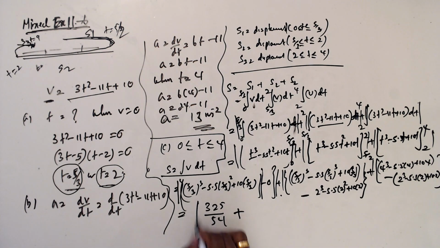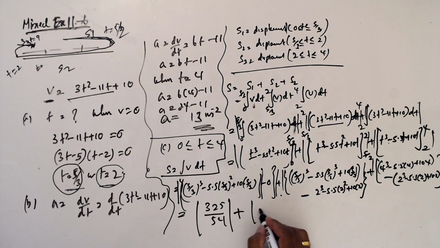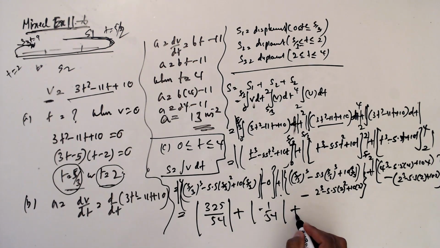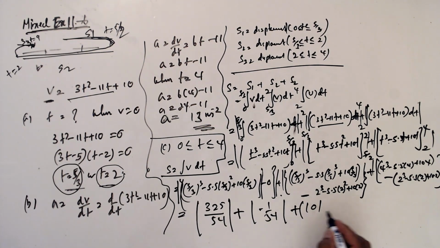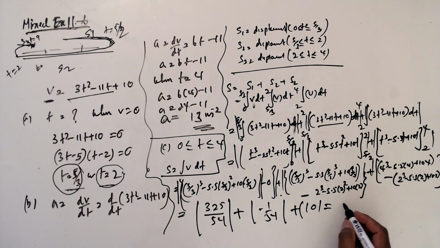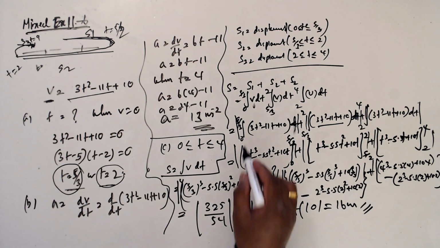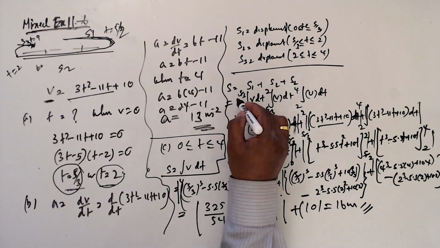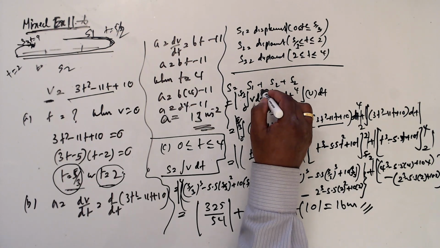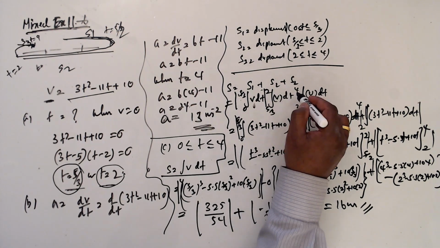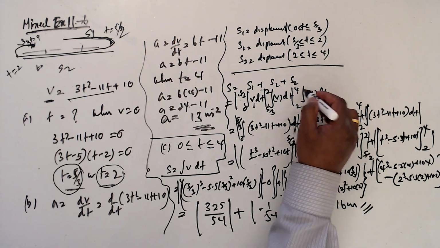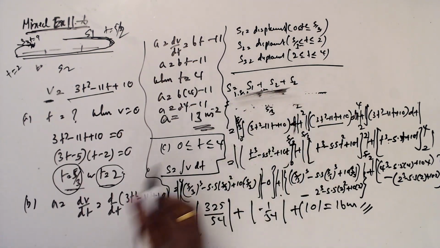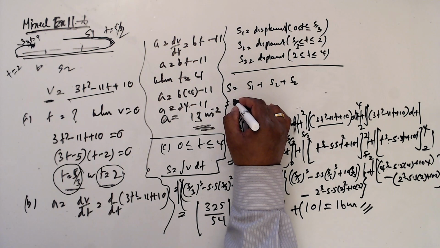Basically you will get 325 mod plus minus 1 over 54 mod plus 10 10 mod. So this is going to be 16 meter. So we need to get the mod value of this one when you integrate dt mod, and this is mod value and this mod value. I rewrite this one since we need distance.